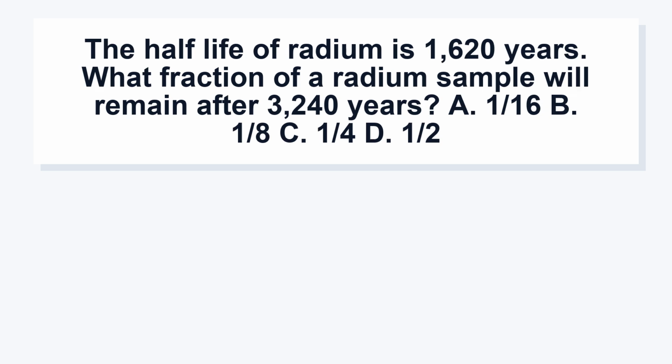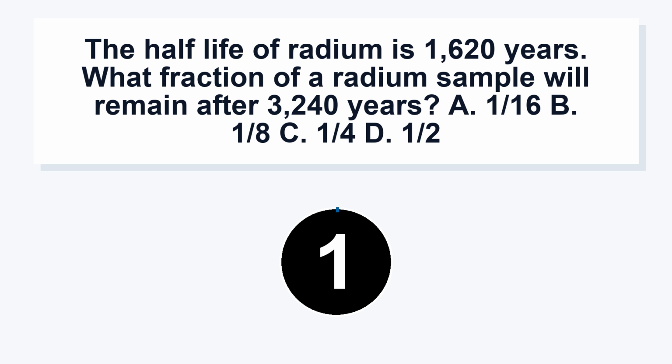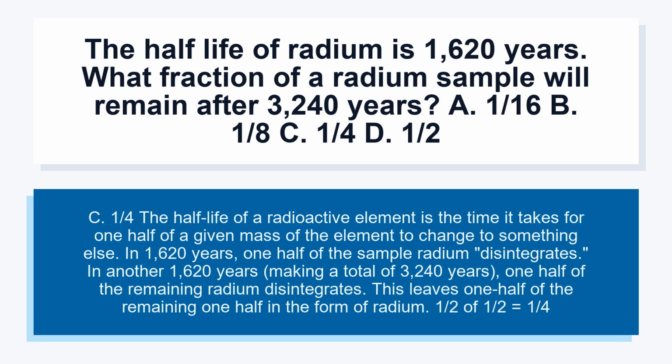The half-life of radium is 1,620 years. What fraction of a radium sample will remain after 3,240 years? A. 1/16, B. 1/8, C. 1/4, D. 1/2. C. 1/4. The half-life of a radioactive element is the time it takes for 1/2 of a given mass of the element to change to something else. In 1,620 years, 1/2 of the sample radium disintegrates. In another 1,620 years, making a total of 3,240 years, 1/2 of the remaining radium disintegrates. This leaves 1/2 of the remaining 1/2 in the form of radium. 1/2 of 1/2 equals 1/4.